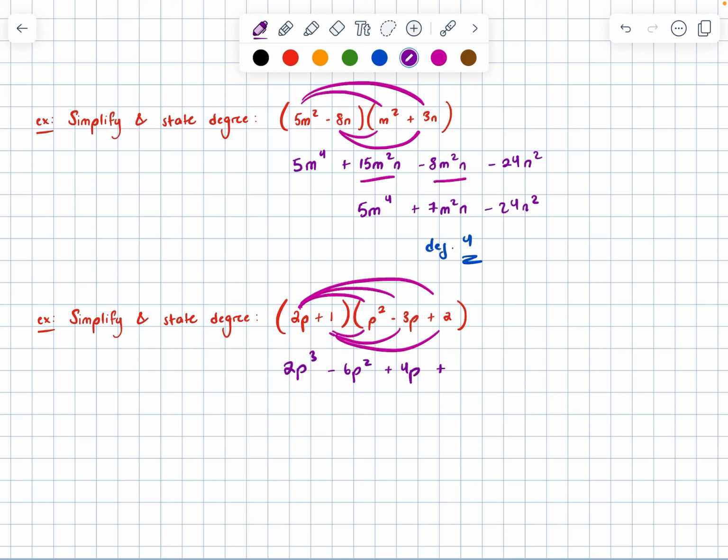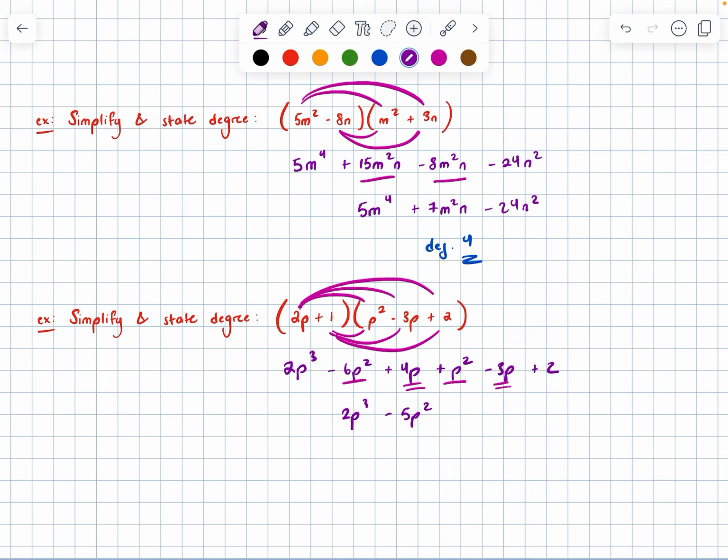Now, 1 times p squared is unsurprisingly p squared. 1 times negative 3p is shockingly negative 3p. And 1 times 2 is unbelievably positive 2. All I've got to do now is add together my like terms. Well, I've got the 2p cubed right there at the front. Negative 6p squared plus a p squared is going to bring me up to negative 5p squared.